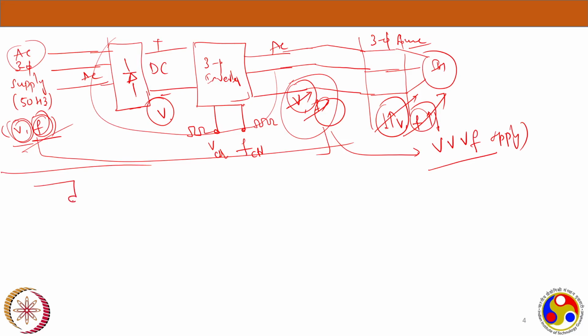Now let's say this is the stator and rotor. This is a machine we have here. Now this motor has a rated speed and also a rated frequency, that is 50 hertz, say, if it's the rated frequency, and it is rotating at the rated speed.